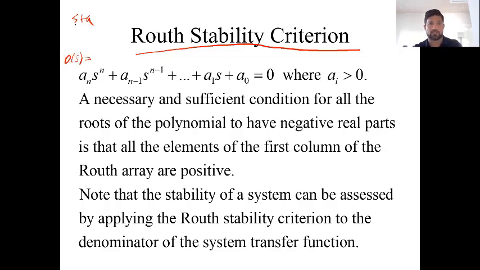So if the denominator of the transfer function were s plus a, this is first order, we know it's going to be stable. If it's second order, we also looked at that, and we just said all of the terms had to be positive. So if it's third order now, we have to factor out a term. We're going to treat this as, overall, third order.